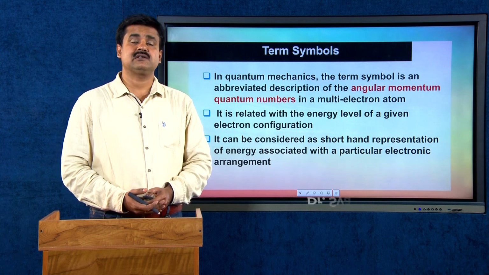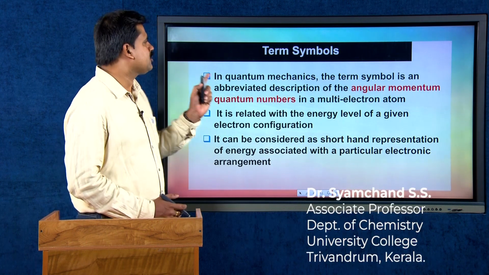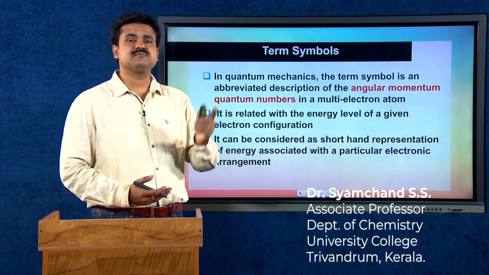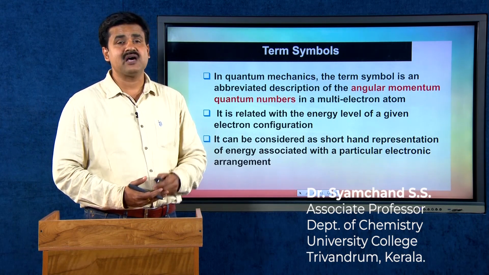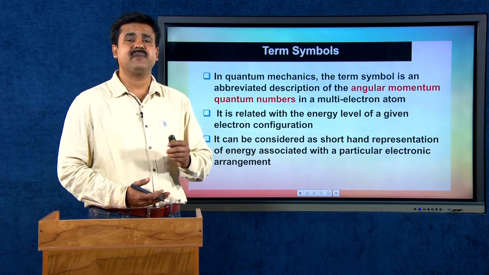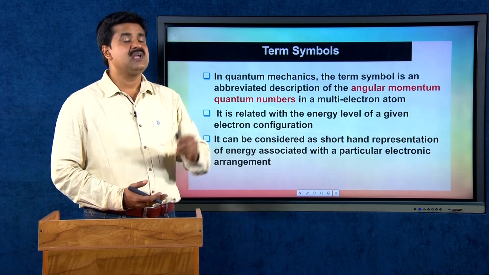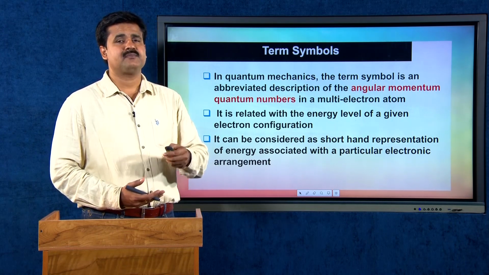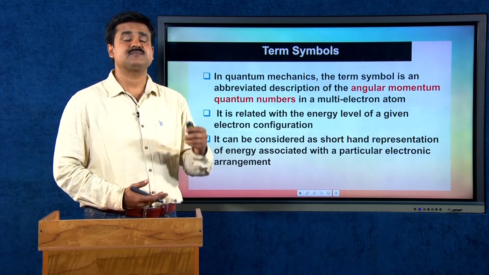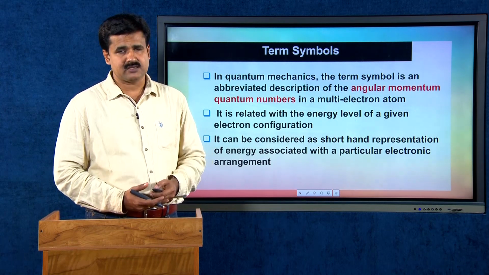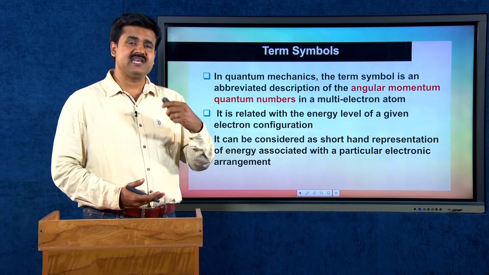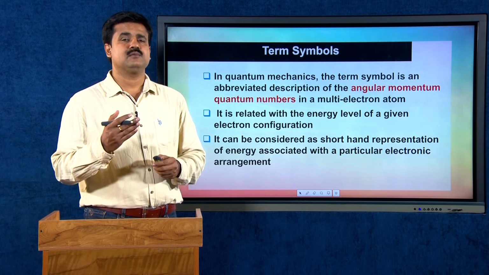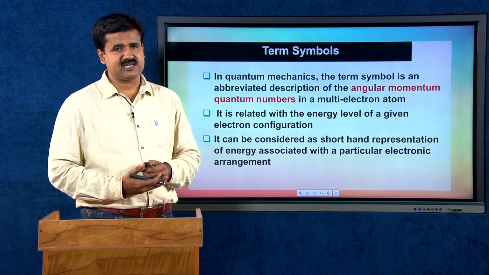First of all, term symbols. In quantum mechanics, the term symbol is an abbreviated description of the angular momentum quantum numbers in a multi-electron atom. Angular momentum arises from two kinds of motion, the spin motion and the orbital motion. Thus, the angular momentum quantum numbers include spin angular momentum quantum number and orbital angular momentum quantum number.